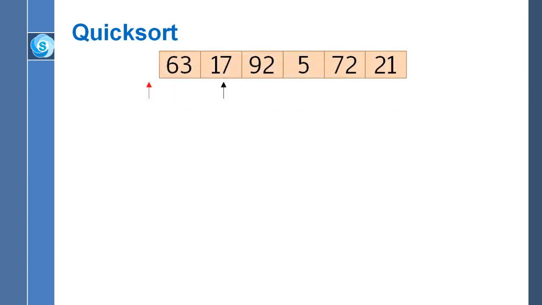Okay, now we're looking at the next entry in the array, which is 17. Is that greater than the pivot, or is it less than or equal to the pivot? Well, of course, it's less than or equal to the pivot. 17 is less than 21. So therefore, 17 belongs in the first portion, the first subarray. So what we're going to do is advance the red arrow, move it to the right, and then swap 17 with whatever the red arrow is pointing to. Once we move the red arrow to the right, it'll be pointing to 63, and we're going to swap 17 and 63.